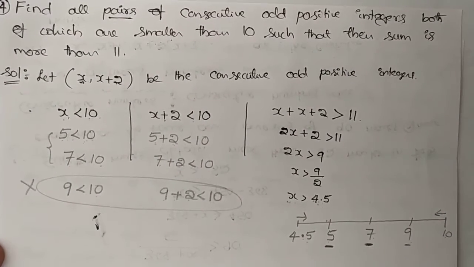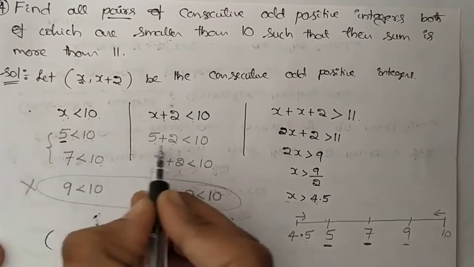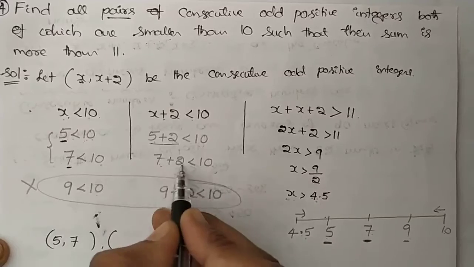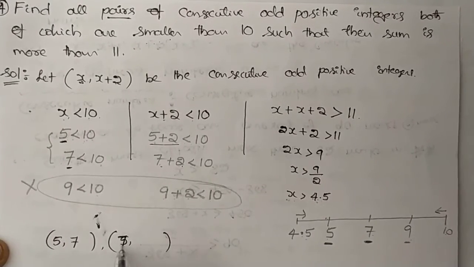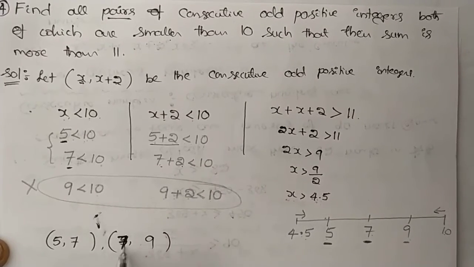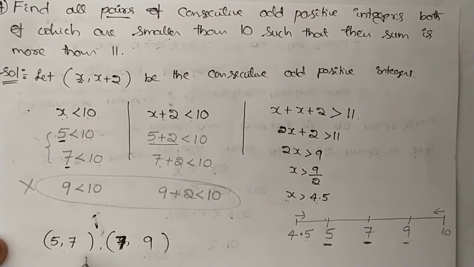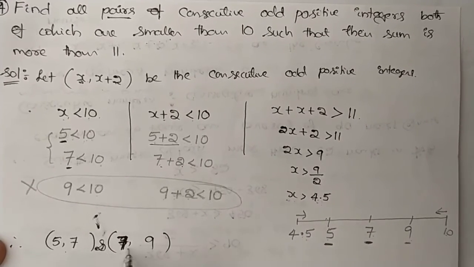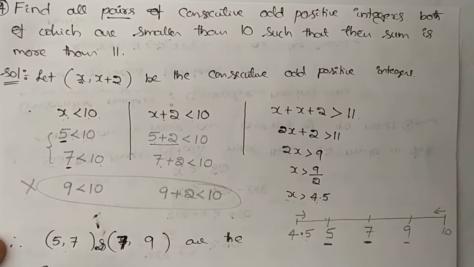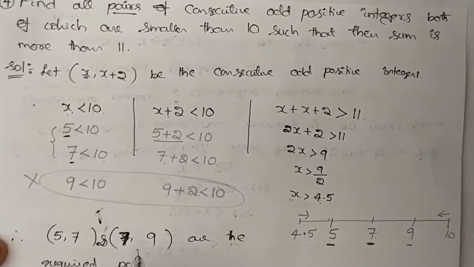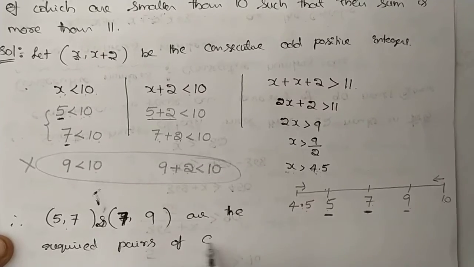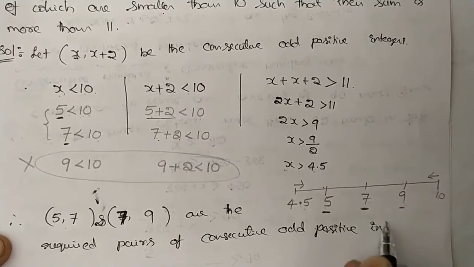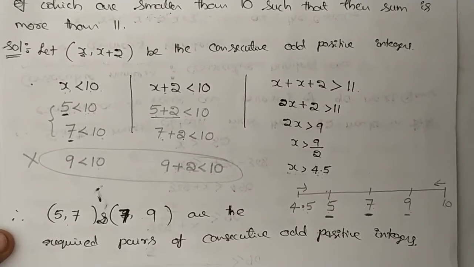Now, pairs will be 5, 5 plus 2, that is 7. 5, 7, and 7, 7 plus 2 is 9. 7, 9. These two are the required pairs of consecutive odd positive integers. Therefore, 5, 7 and 7, 9 are the required pairs of consecutive odd positive integers. Hence, it is the solution.